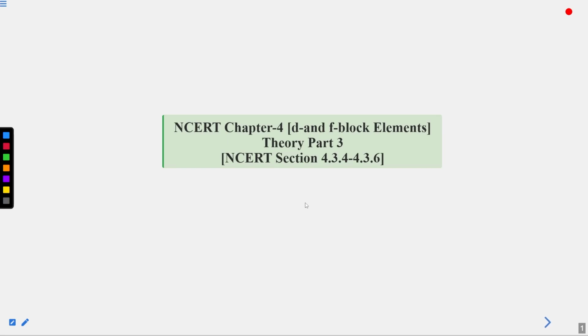So, today we are going to do the d and f block elements theory part 3. Let's begin with our topic of today's lecture, that is NCERT chapter 4, d and f block elements theory part 3. Today we are going to cover NCERT sections 4.3.4 to 4.3.6. Let's see.